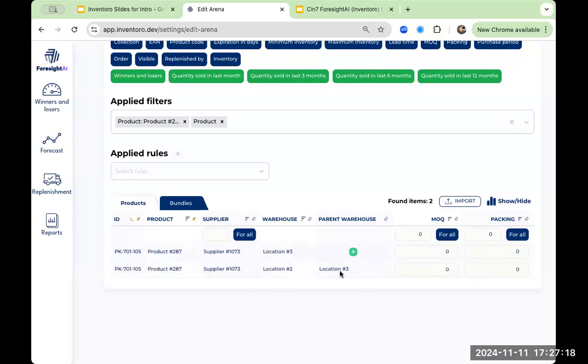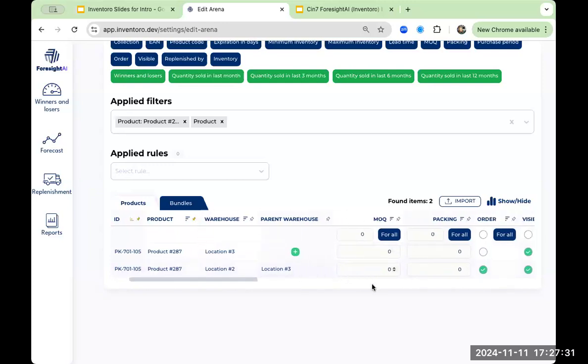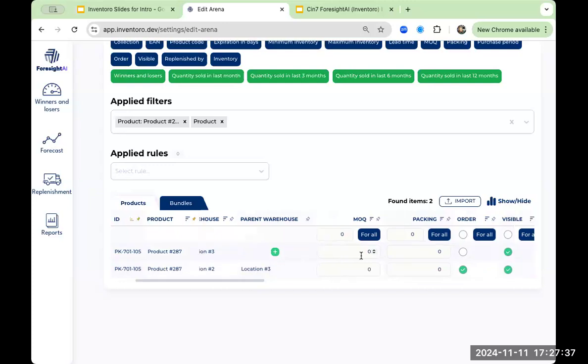And then in this case, I also have a parent warehouse. So we can see that I have this product 287 at location 3, and then I also have it at location 2, but this one feeds from location 3. I can set a minimum order quantity here, which, if you have a special deal with a supplier, could be very helpful.